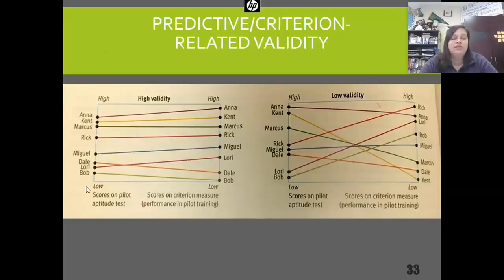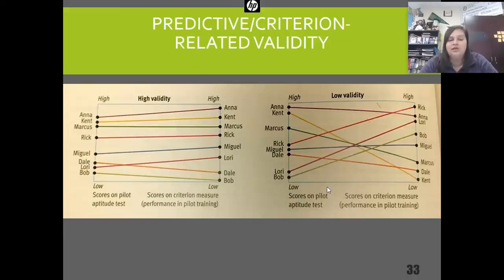So with predictive validity, we have scores on a pilot aptitude test, predicting who will be a good pilot, and then later their actual performance in pilot training. So Bob here did not do so great on the aptitude test. That's predicting that he's probably not going to be a great pilot. Over here, he doesn't do great in pilot training. Anna does great on her aptitude test, predicting that she'll be a great pilot. Turns out she scores high in the actual pilot training. So this pilot aptitude test has good predictive, criterion related validity.